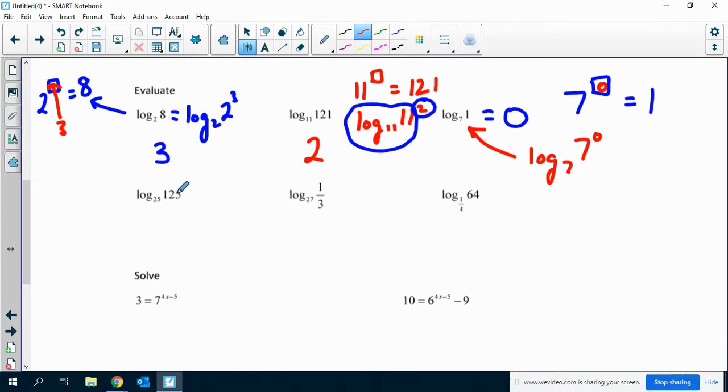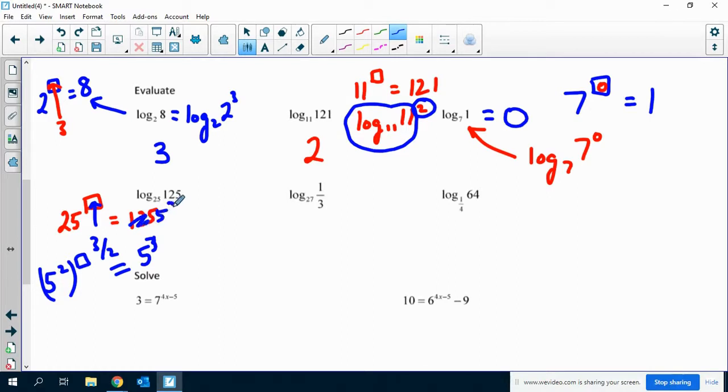Log base 25 of 125. Well, 25 to the something power equals 125. That something has to be 3 halves, because 25 is the same thing as 5 squared. So 5 squared to the something equals 5 to the third, because 125 is the same thing as 5 to the third. So I have to have 3 halves in this box in order to make both exponents equal. So this is 3 halves.